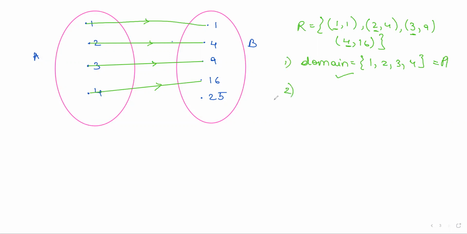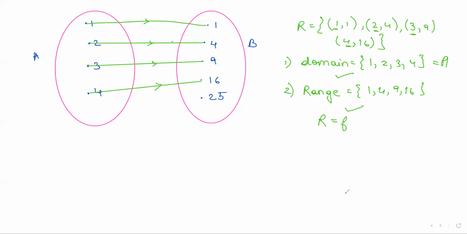The second condition states that no two images should have the same pre-image. Here, your set of images is the range. You have 1, 4, 9, and 16, 4 distinct images, and they are connected to distinct pre-images. So the second condition is also satisfied. This relation is a function.